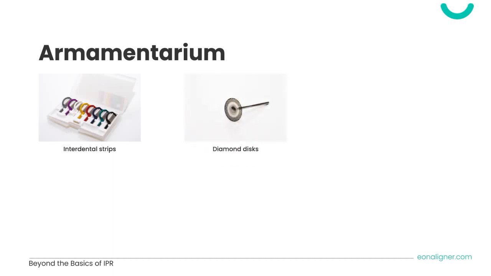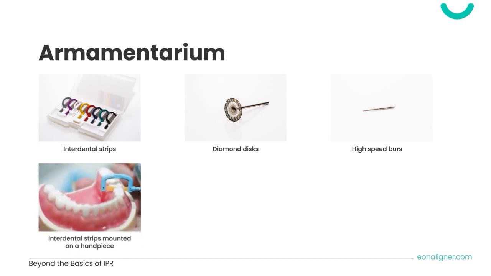Low-speed diamond disc. You have single-sided and double-sided discs. Also, be careful of injuring the tissues. High-speed burrs. Smallest reduction done is 0.3 to 0.4 millimeters. Be cautious when using them to avoid forming ledges, and also not to injure the soft tissues.